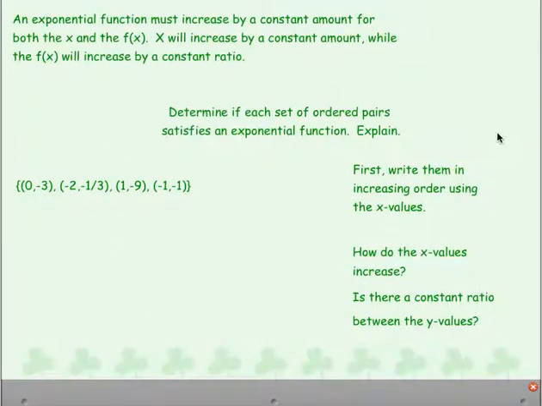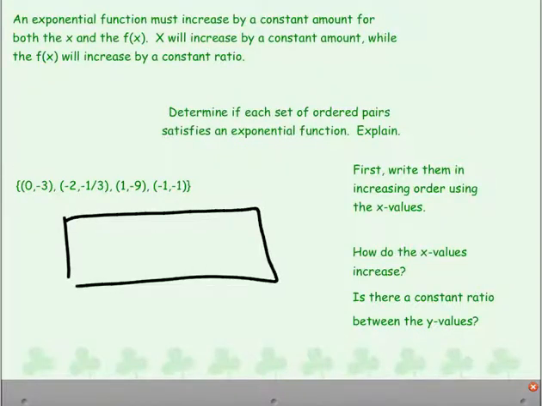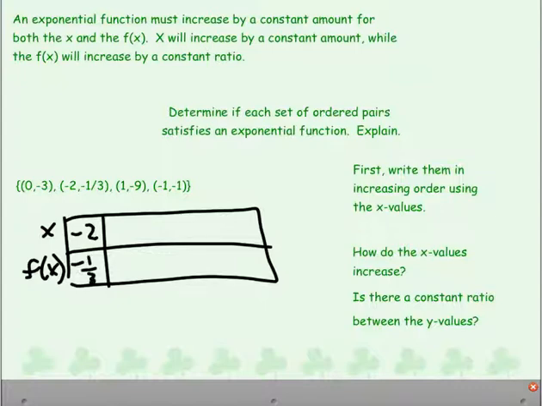And the first thing I need to do is write them in order. So I like using a table to write these. It's a little bit easier to see. So it looks like -2 is my lowest x value. And if I have f of x, or you can call it y, I have -1/3. -1 is -1. And 0 is -3, and then I just have this last one of 1, -9.